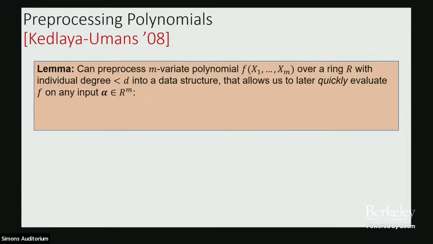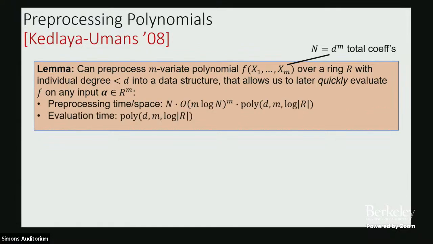So here's the lemma. We can take an m-variate polynomial over some ring R, where the individual degree of this polynomial is at most d, and we can pre-process it into a data structure that allows us to very quickly evaluate the polynomial on any future input. First, I'll tell you the parameters in a second. Notice that this polynomial, if it's individual degree d and m-variate, has d to the m coefficients. So that's the description size. Capital N will be the description size of the polynomial.